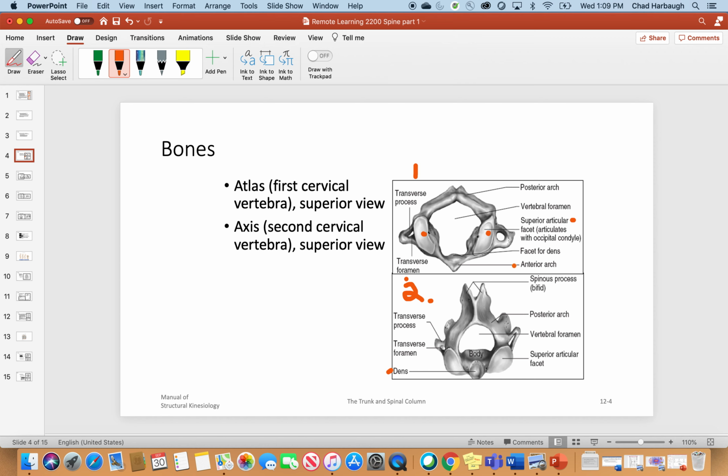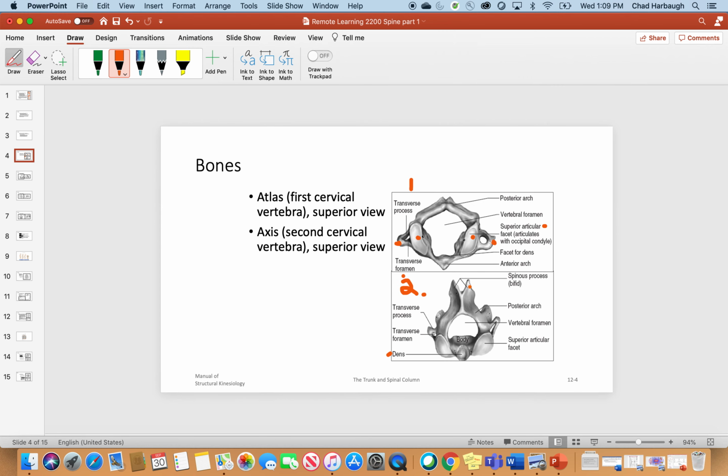Some other key points that we see are that the transverse processes here and here are going to be extremely small. And then the spinous process actually begins in C2.